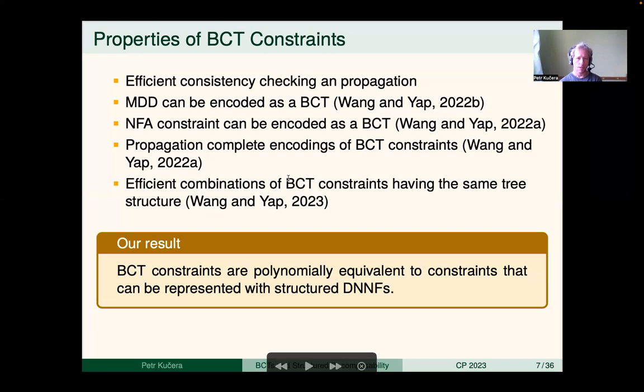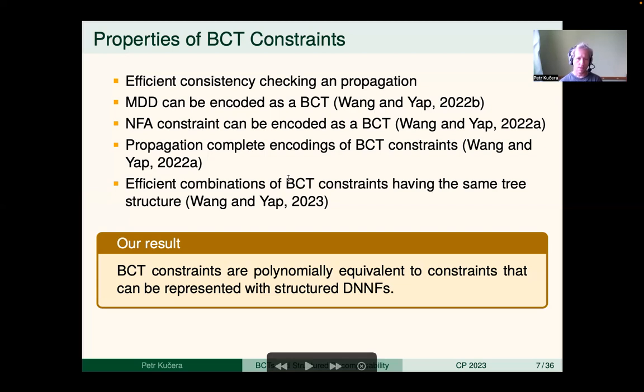BCTs admit propagation complete encodings, and there are some results also with respect to combinations and query answering in the newest paper by Wang and Yap. So in particular, we can efficiently combine several BCT constraints that have the same tree structure into a richer constraint, like take their conjunction or disjunction.